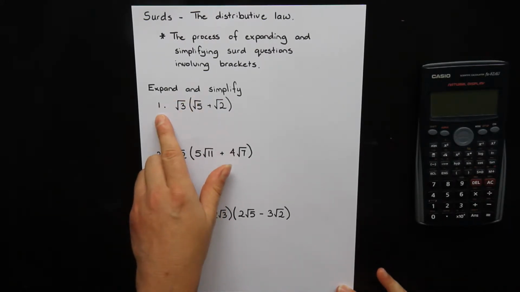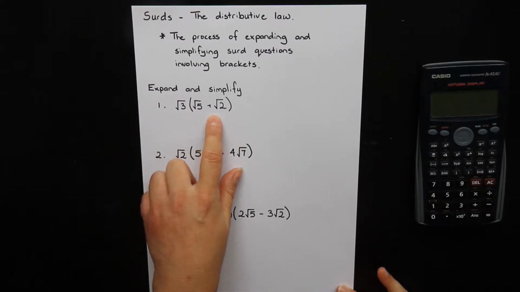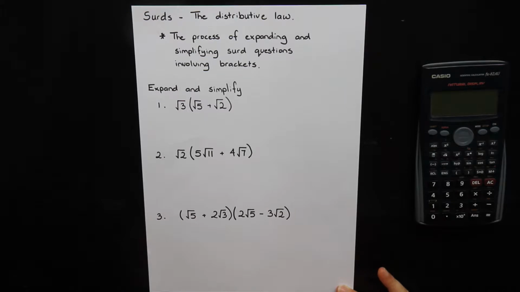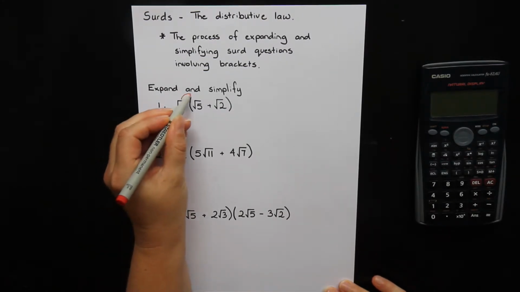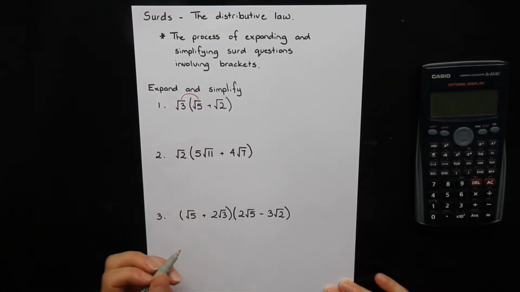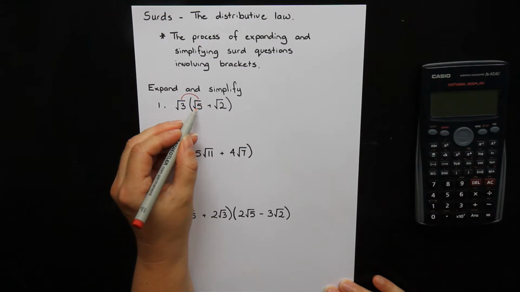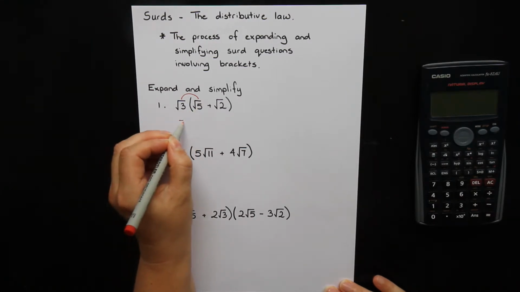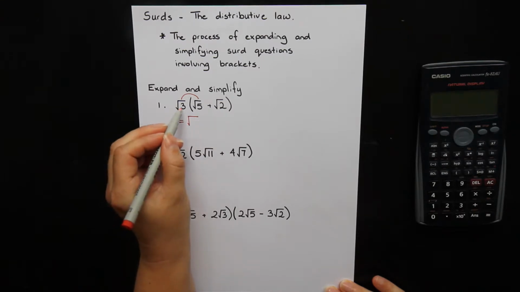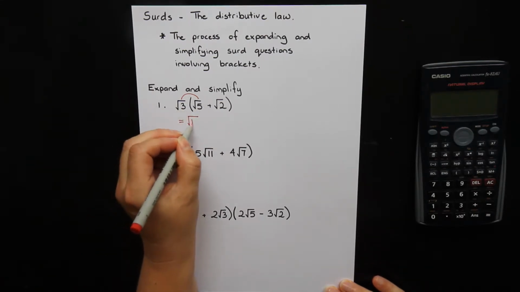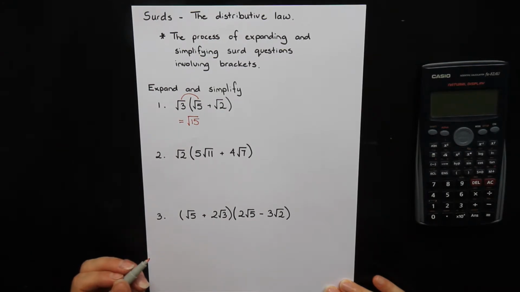Expand and simplify. Number 1, root 3 bracket root 5 plus root 2. Now to expand brackets, we multiply what is out the front by the first thing inside the bracket. So we want to multiply root 3 times root 5. When we multiply surds, we multiply the numbers underneath the surds. 3 times 5 is 15. So it becomes root 15.